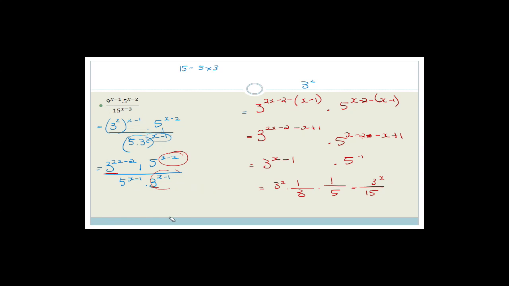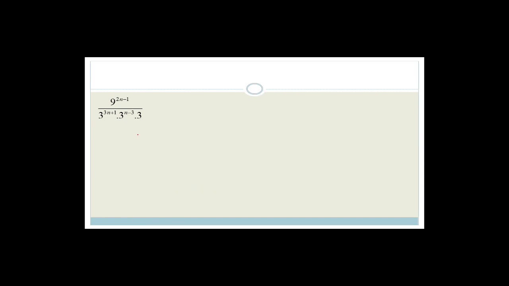Okay, let's do another example. I just need to get a pen. Okay, aha, now we've got 9 to 2n minus 1, 3 to 3n plus 1, 3 to the n minus 3, and 3. So I'm really hoping straight away you can go, well, it's pretty obvious that 9 is 3 times 3. Okay, or we could write it as 3 squared. And then we can simplify this so that all the bases are 3. We're going to go, right, well, this is 3 squared all to the power of 2n minus 1, all over 3 to 3n plus 1 times by 3 to the n minus 3 times by 3.